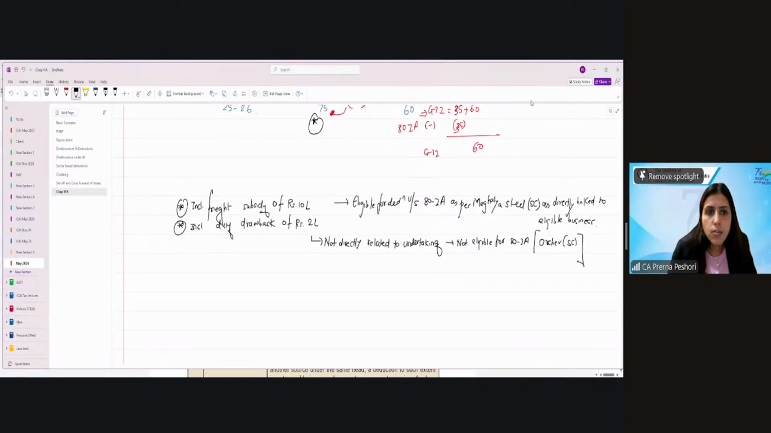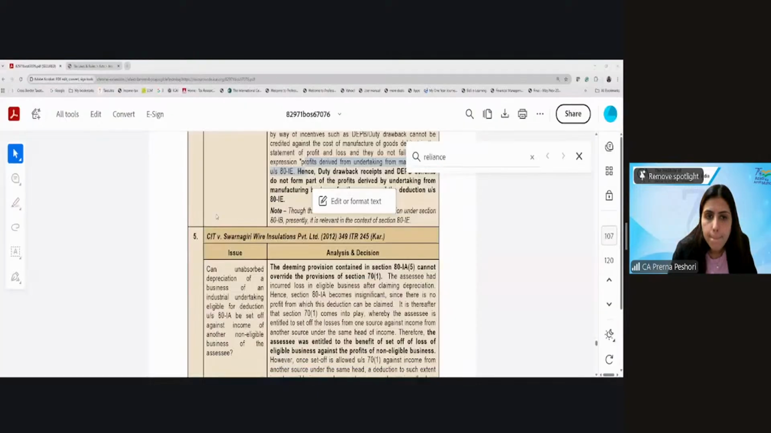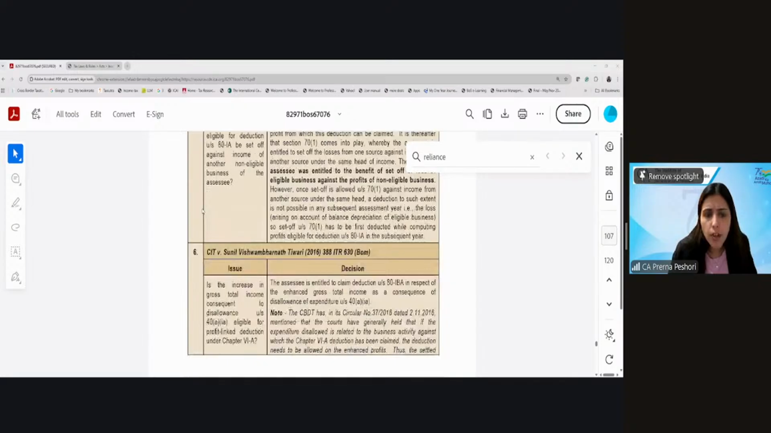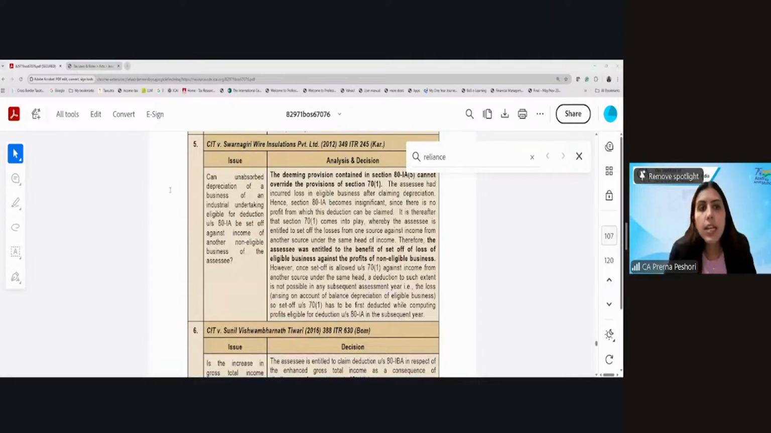Is this clear, students? Yes or no? Clear, ma'am. Okay. Let us look at some other cases also over here. Can unabsorbed depreciation of a business of an industrial undertaking eligible for deduction under ATIA be set off against the income of another non-eligible business of the SEC? So, unabsorbed depreciation is basically a loss of the eligible business. Can it be set off against the non-eligible business? What is the answer to that?